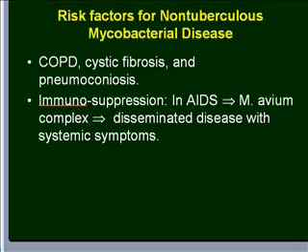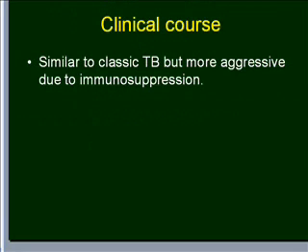So the clinical course of this atypical tuberculosis is very similar to classic tuberculosis, but it is more aggressive. Why is it more aggressive? Because atypical tuberculosis is commonly seen in patients who have severe immunosuppression. That is why it is more dangerous.